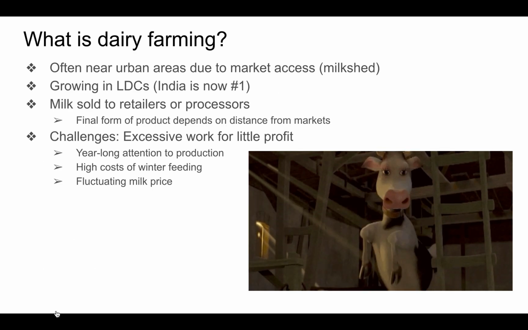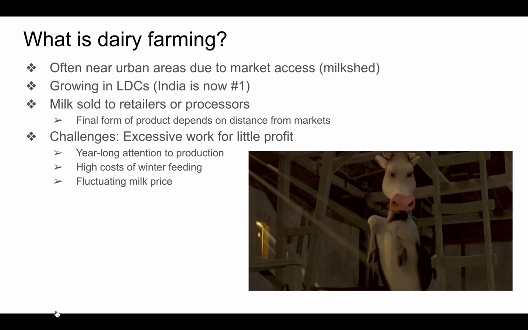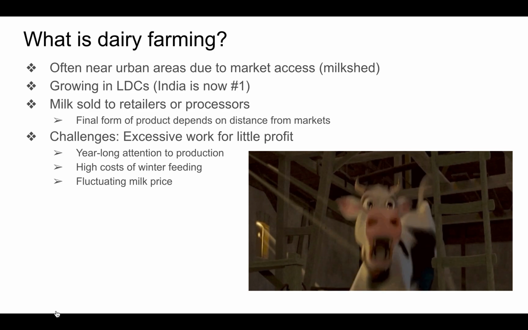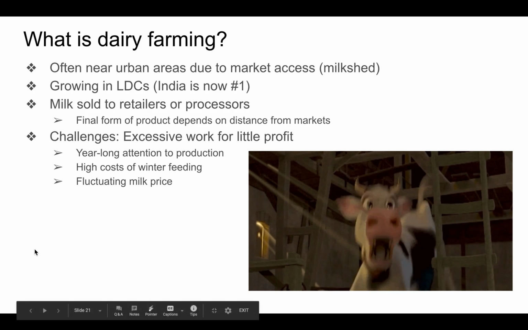Dairy farming. Dairy farming has shifted from MDCs to LDCs because of cheap labor, and also it's very intensive, meaning it's very costly for the technology, and also the milkshed, which is the distance to keep milk, since it's perishable. And again, the challenges are year-long production and the high cost to feed the animals, and then the fluctuating milk prices. Several reasons why they've shifted to LDCs.